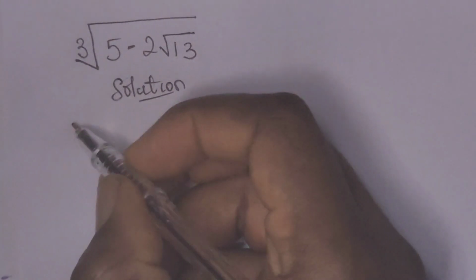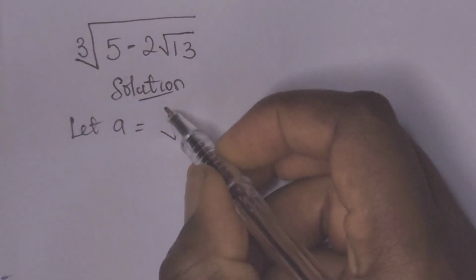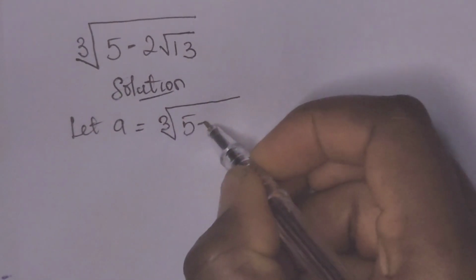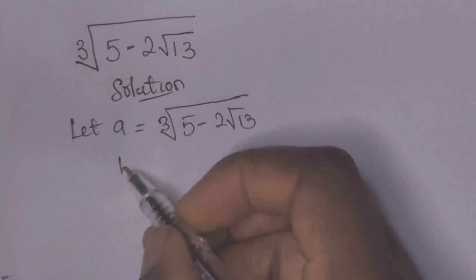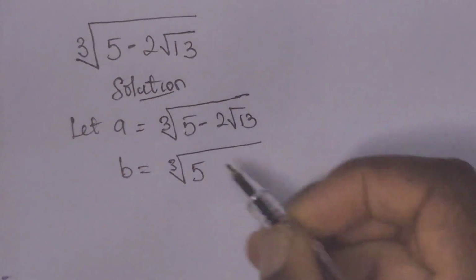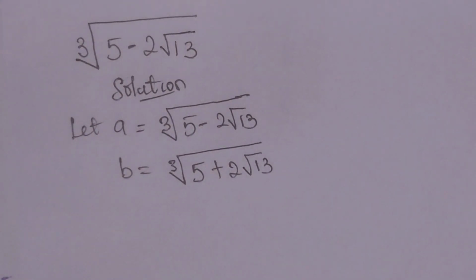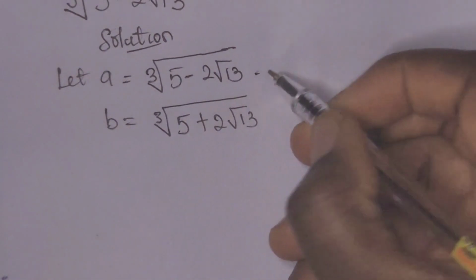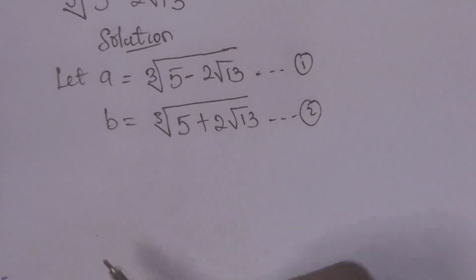Now let A be equal to the cube root of 5 minus 2 root 13. And let B be equal to the cube root of 5 plus 2 root 13. So we can call this our equation 1 and we can name this our equation 2.